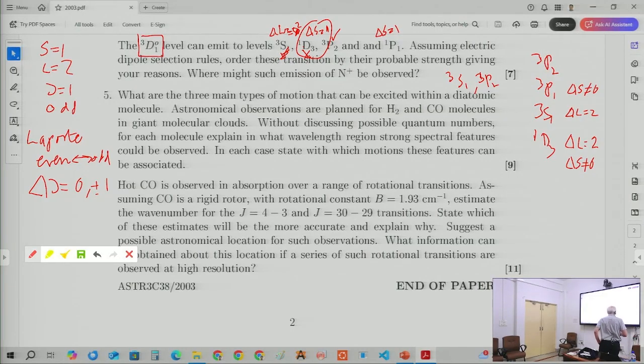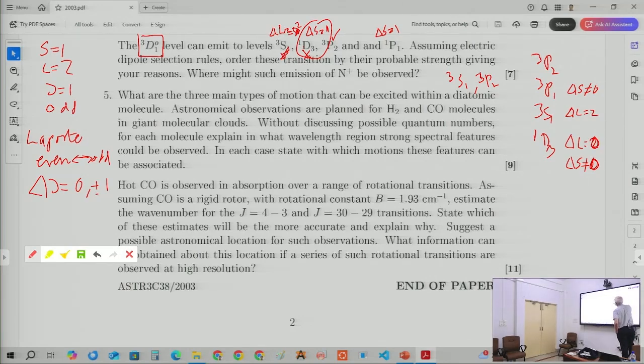Sorry? That's meant to be 0. Delta S is... Sorry, I did not catch your comment, Bobby. Delta L. Oh, I see. Delta L equals 0 is all right.